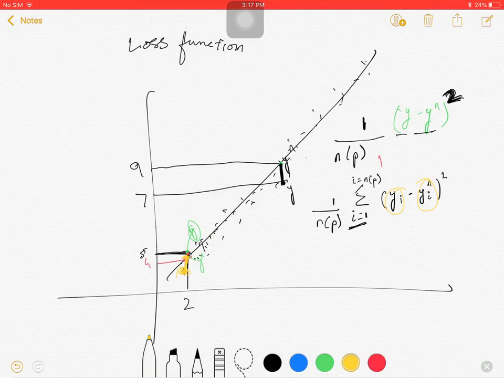Then let's say that thing gave us some value a. Then i moves on to 2. Okay, so let's say this was our second training point. This minus this thing, whole square, will give us b, and we keep adding b because we're doing the sigma operation. We keep adding all the sum of the differences squared.